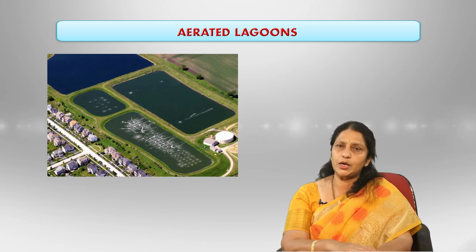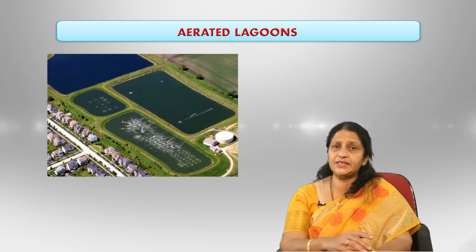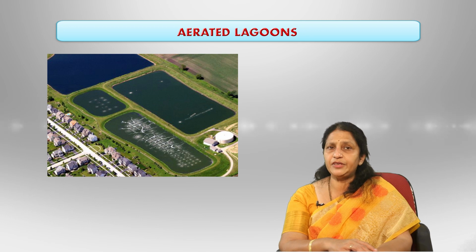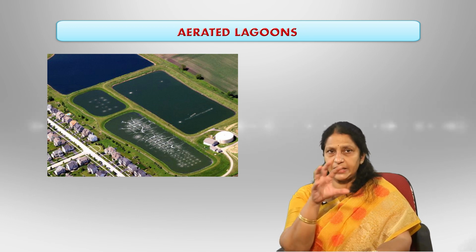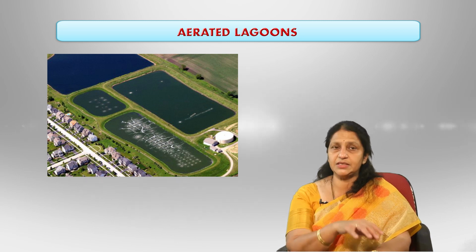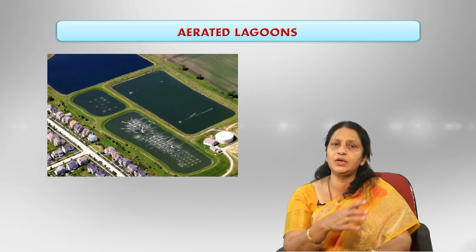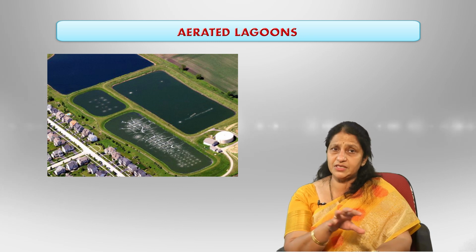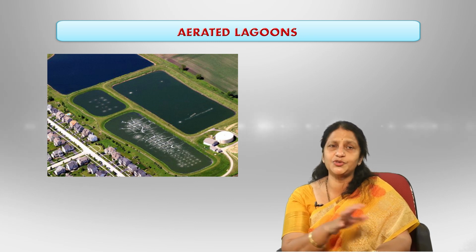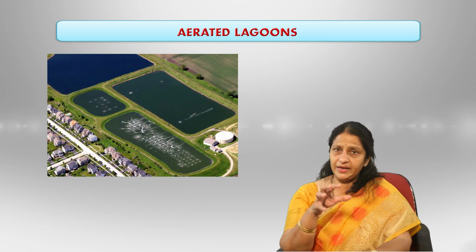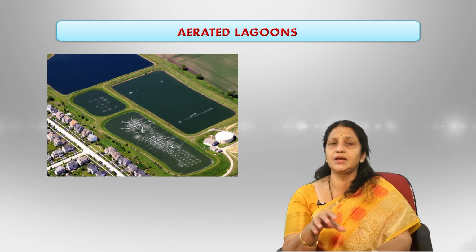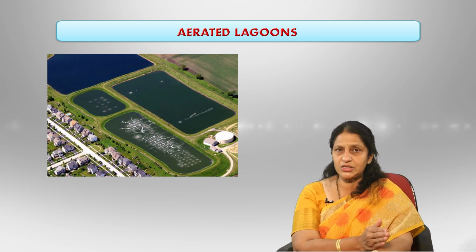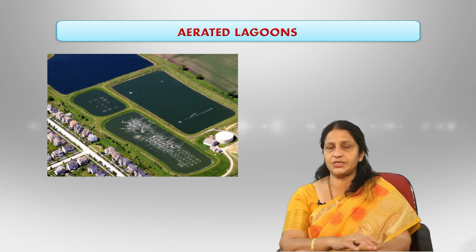Next are the aerated lagoons. They are deep waste stabilization ponds in which sewage is aerated by mechanical aerators to stabilize the organic matter present in the sewage, rather than relying only on the photosynthetic oxygen produced by the algae. So the aerated lagoons represent a system of sewage treatment which is intermediate between the oxidation ponds and the activated sludge systems.